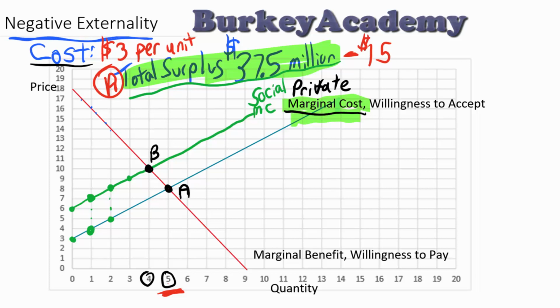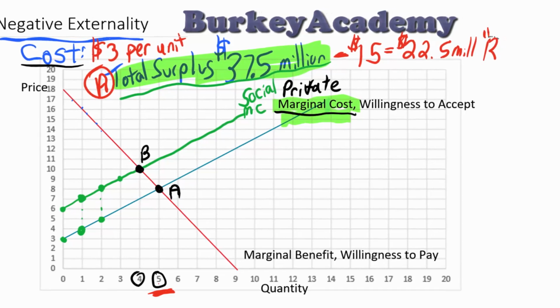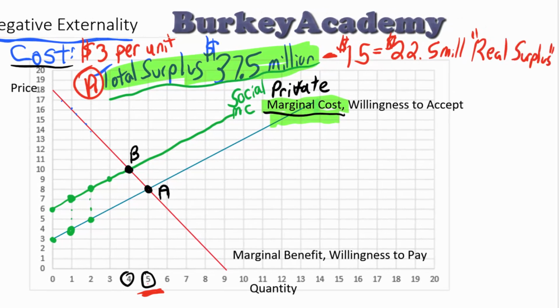And so there we're going to be left with, let's see, 37.5 minus 15 gives us 22.5. So our real surplus would only be 22.5 million. All right, so that's what I'll call the real surplus. And then the question becomes, can we do any better than $22.5 million in real surplus? Absolutely we can. By stopping production at point B, this becomes our real surplus if we can stop producing at 4 units instead of at 5 units.